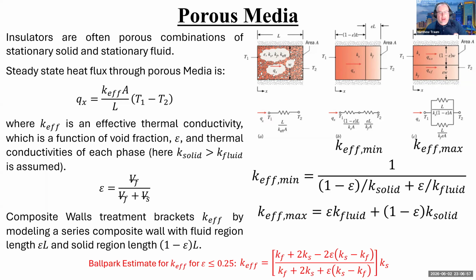Okay, so now that we have this composite wall knowledge, right, and this ability to say, okay, I can draw or create resistances in series and resistances in parallel, and those represent bounding situations for real composite objects, I can take that knowledge and extend it to other things like porous media. So porous media. And typically we're talking about insulators. So I say here, insulators are often porous and they're combinations of a stationary solid and a stationary fluid.